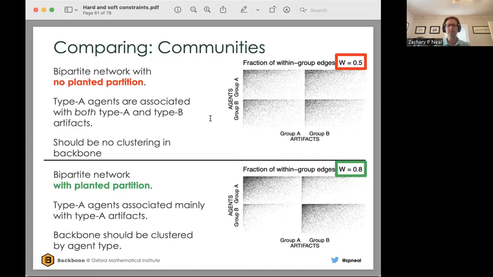to plant a partition. So in this case, group A agents are associated mainly with group A artifacts. You can see much higher density here. Likewise, group B agents are much more likely to be associated with group B artifacts. So you can see much higher density here. And we can quantify that again as the fraction of within group edges. So we've got a density of 80% in these diagonal blocks. And so we would expect, if we extract the backbone from this sort of data, it should be clustered. It should have a modular structure.